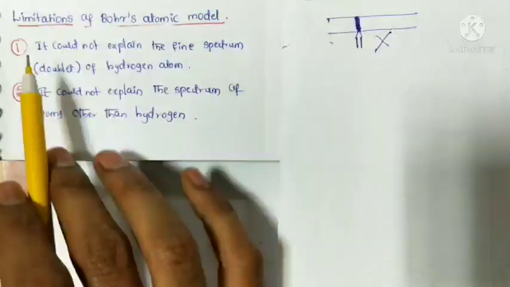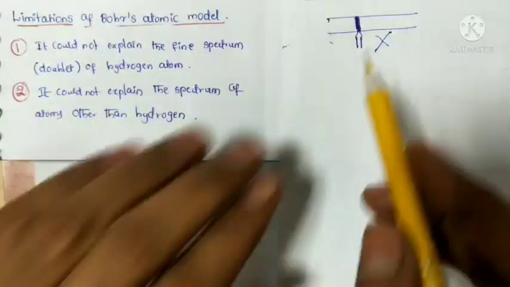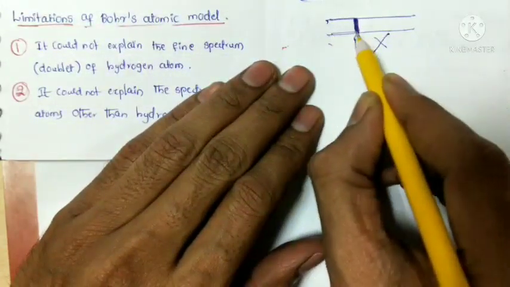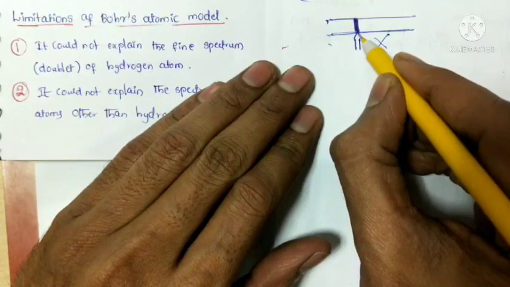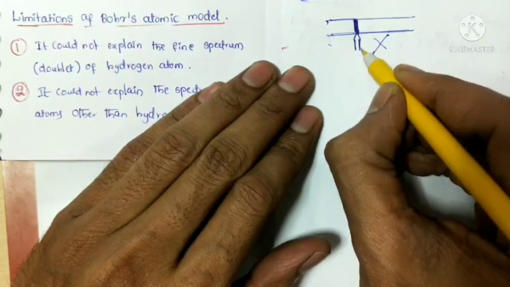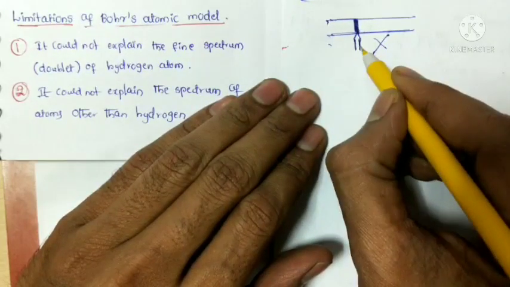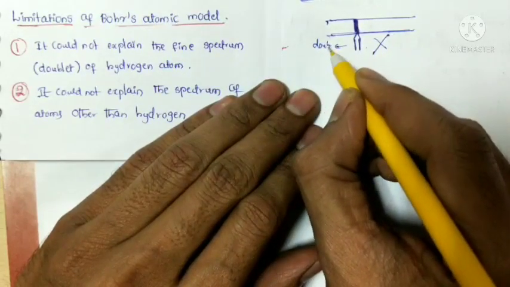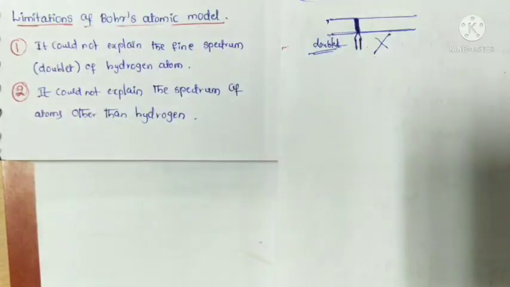In the first limitation, it could not explain the fine spectrum of the hydrogen atom. For example, this is one of the lines in the spectrum. Whenever we observe with a spectrometer, this line is further divided into two small lines. So this is called fine spectrum. This line is divided into two lines, that is doublets. This fine spectrum of hydrogen could not be explained by Bohr's atomic model.